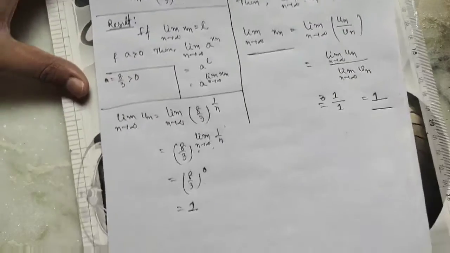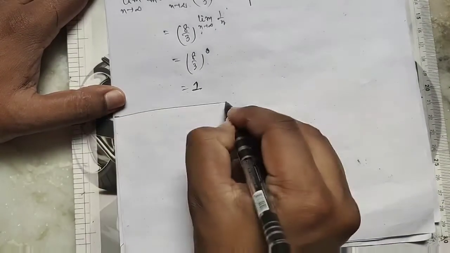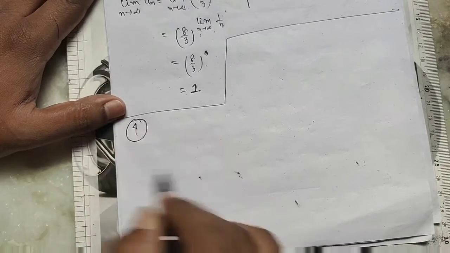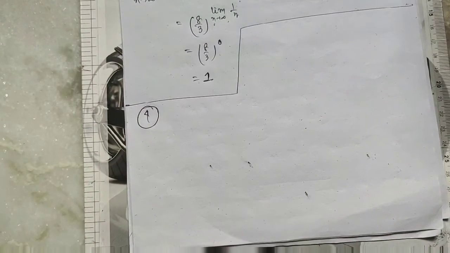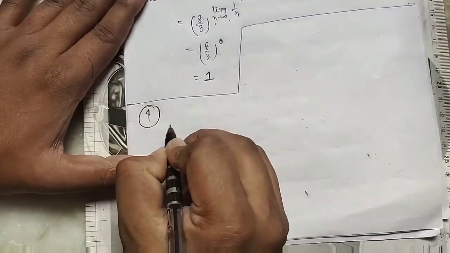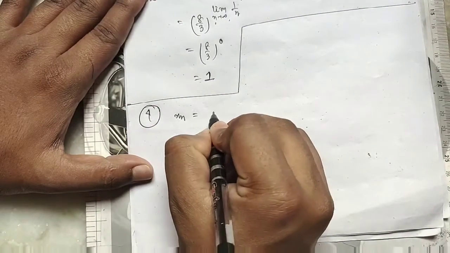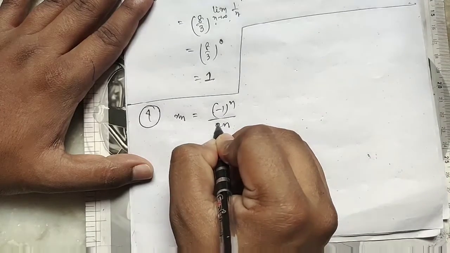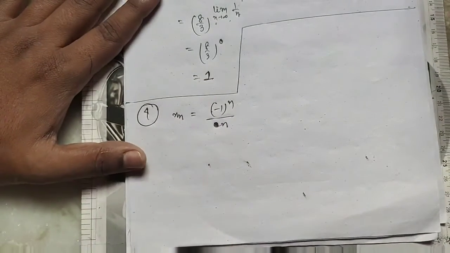Okay, now next example, example 4. Our example 4 is xn equal to minus 1 whole to the power n by n. Okay, minus 1 whole to the power n by n.